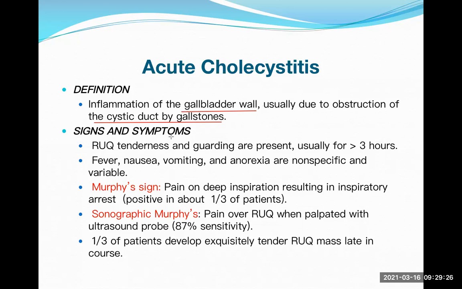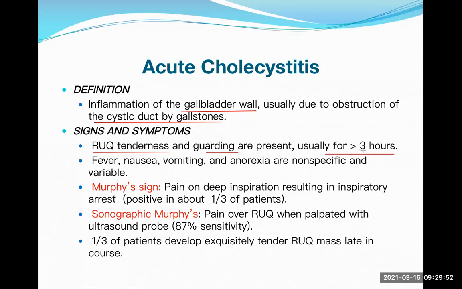Now, what are the signs and symptoms? In acute cholecystitis, there is right upper quadrant tenderness and guarding. These are important features. Patient complains of pain in the beginning. When we examine, we can elicit the tenderness there. And there is usually guarding of the muscle. It usually lasts for more than 3 hours. Okay, sometimes maybe lesser than that also.